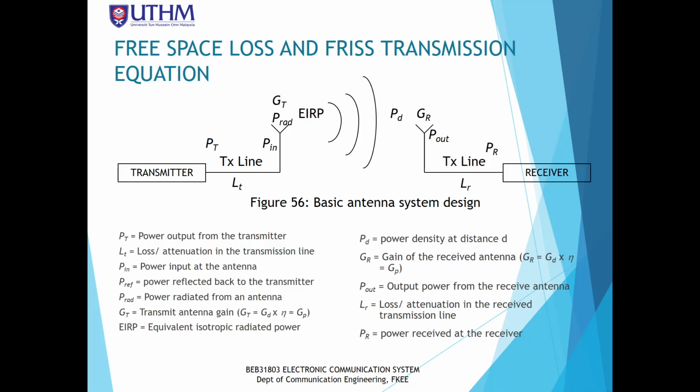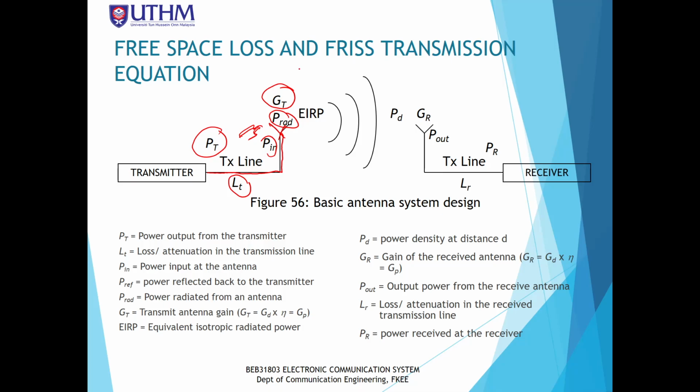So here you see that we have a transmitter. The power emitted by the transmitter is PT, power transmit. And then here we have a transmission line. The transmission line has losses, LT. And then the input to the antenna is P input. Some of the power will be dissipated as losses. Most of the power will be radiated as power radiation. And here we have GT, the gain of the transmitter antenna.